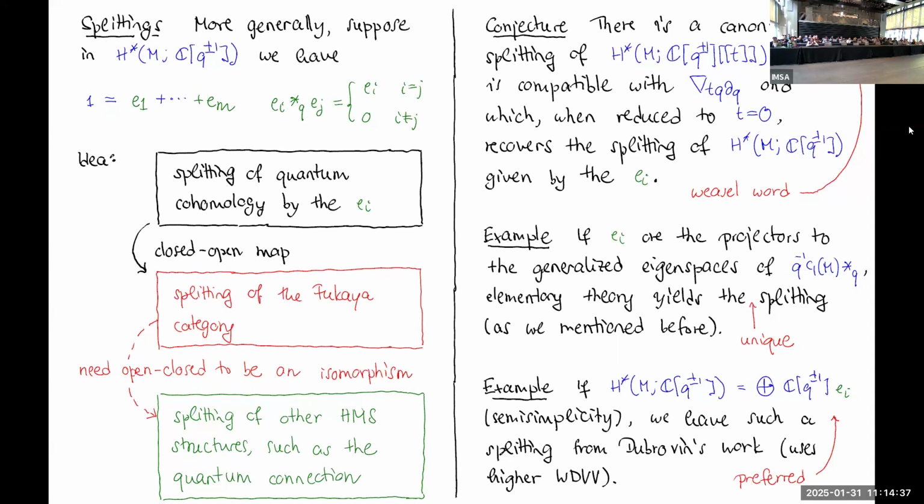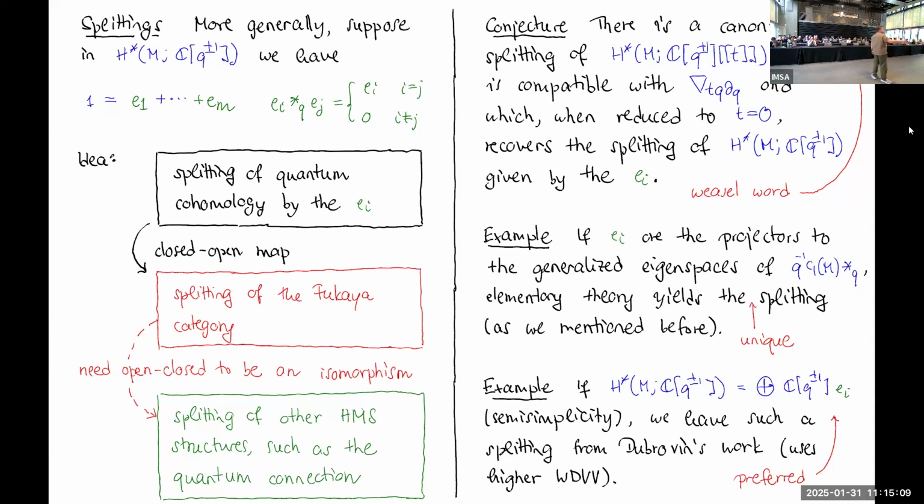Okay, so there's obviously one example that we talked about before, which is if these things here are projectors to the generalized eigenspaces of this, then we know that we can get such a splitting. In fact, there's a unique such splitting, and it's constructed by elementary reasons. But generally speaking, there could be two different idempotents that belong to the same eigenspace of quantum multiplication with C1. And then this method here doesn't apply.